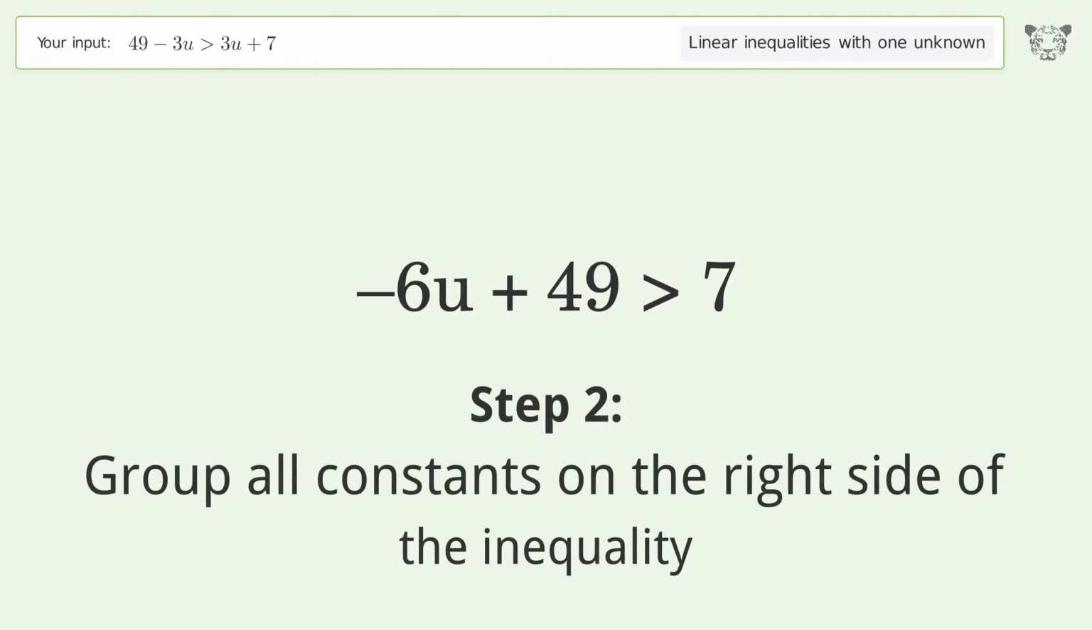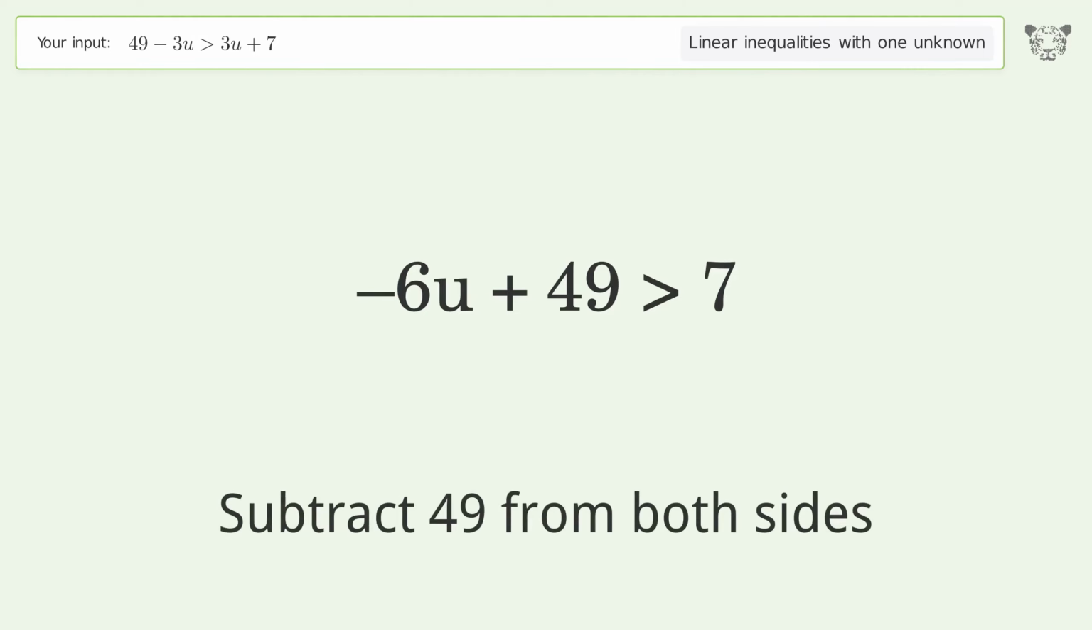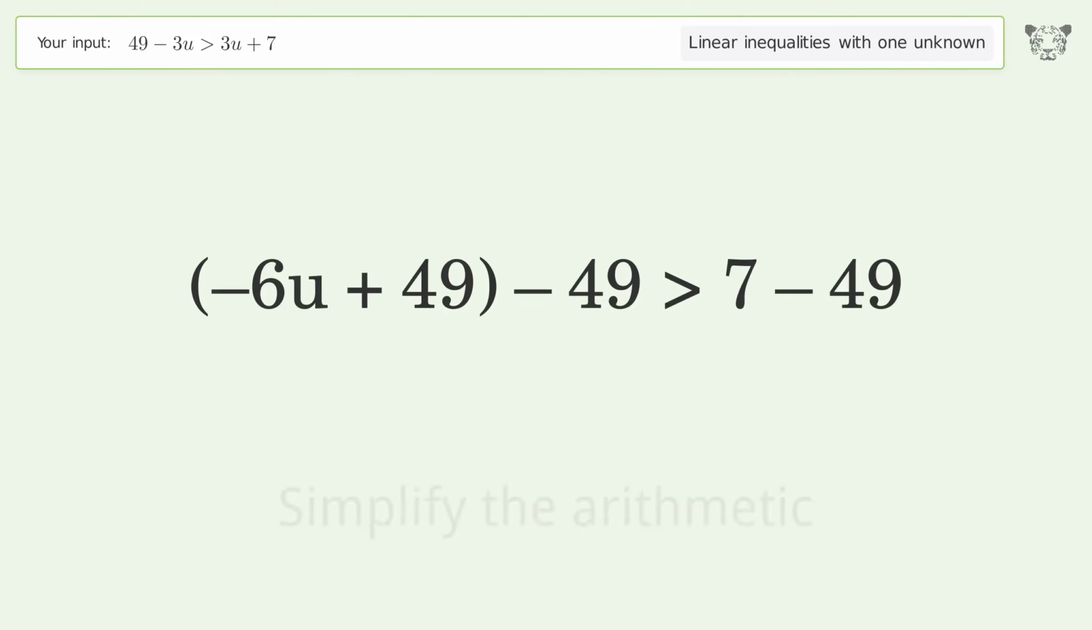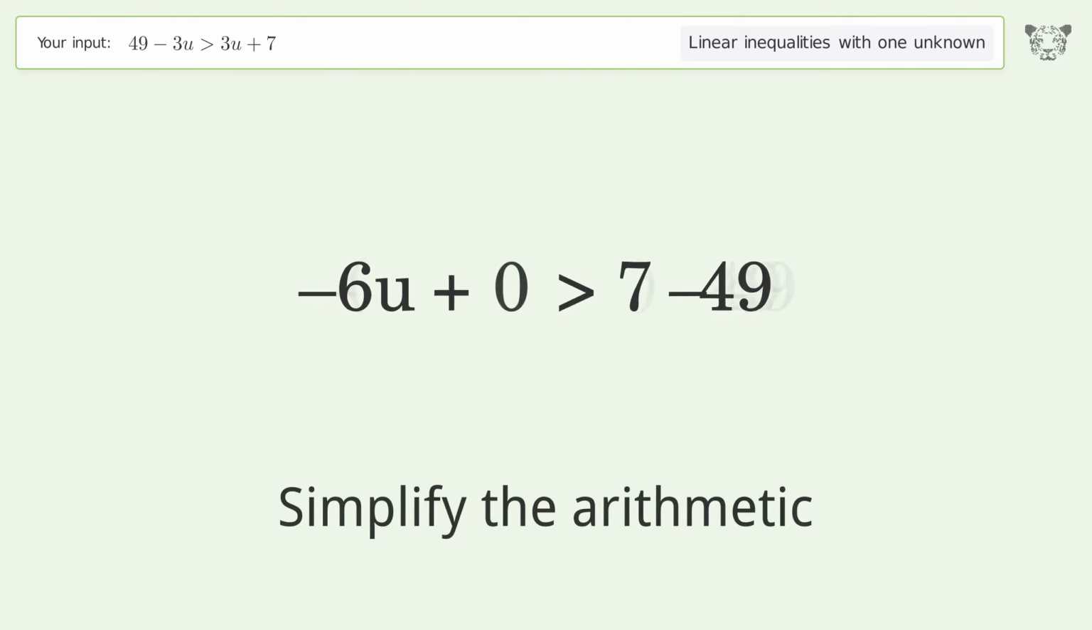Group all constants on the right side of the inequality. Subtract 49 from both sides. Simplify the arithmetic.